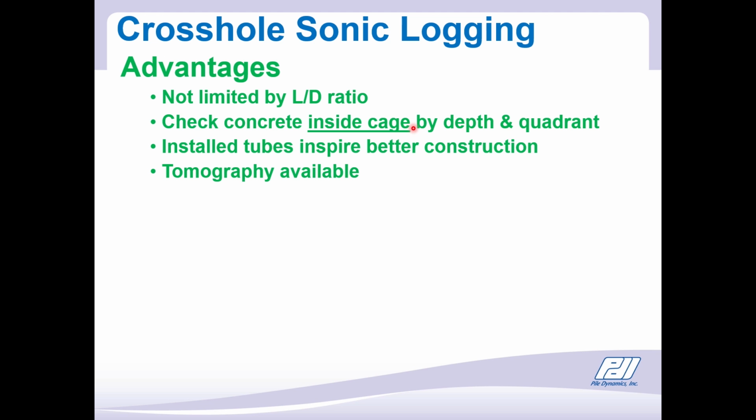So in summary, the crosshole sonic logging has various advantages. It's not limited by the length to diameter ratio. It does a very good job checking the concrete quality inside the cage by depth and by quadrant. The installed tubes inspire better construction in the first place. Even if they're not tested, the possibility of being tested will inspire the contractor to be more careful during the construction process. And tomography is available.